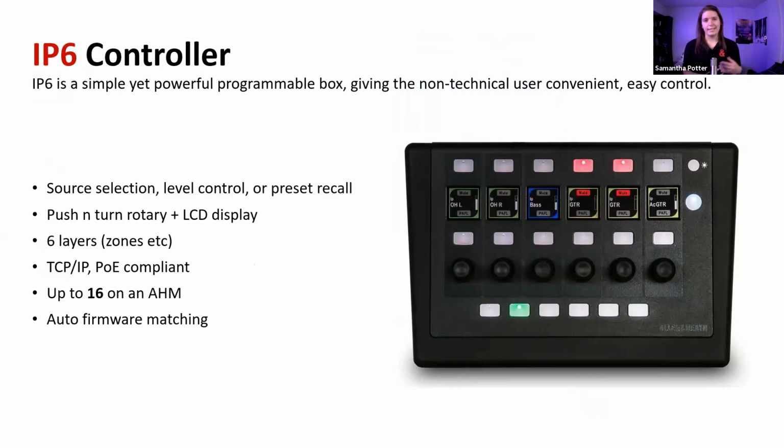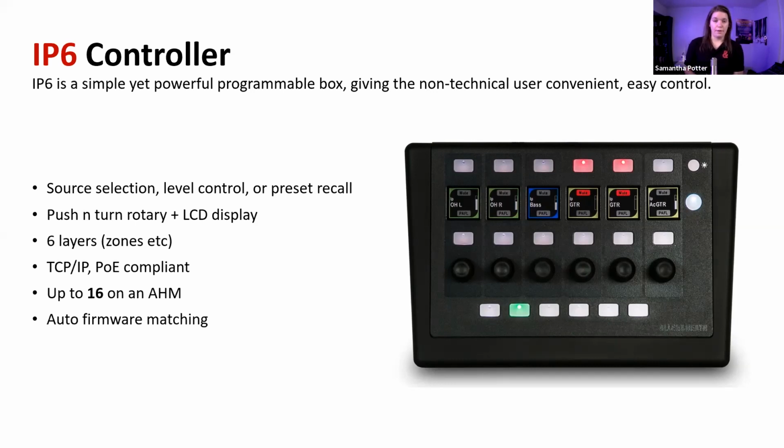Then we've got the IP6, which is like the IP1, perhaps on steroids. Now we've got 6 push and turn rotary knobs, but then we also have 12 buttons: one above the screen and one below it, and then 6 buttons across the bottom, which you can program to do any number of things, but a popular one is to have them be layers. So now we can have up to 6 layers of buttons. This can make for a great sidecar.